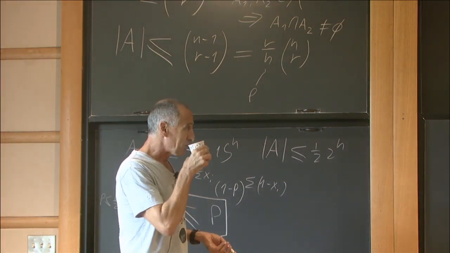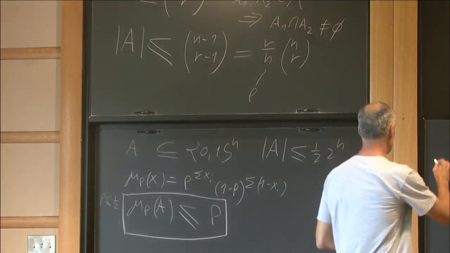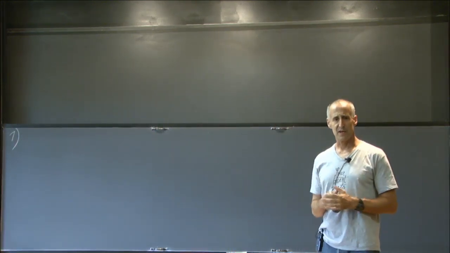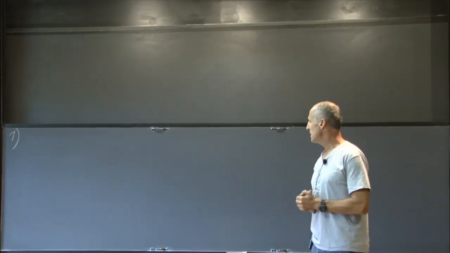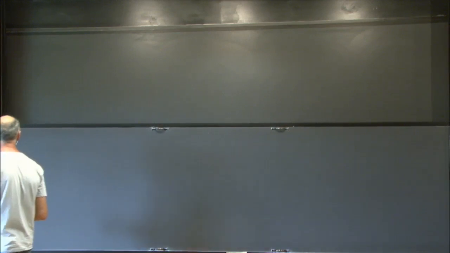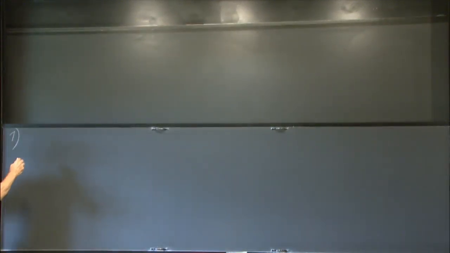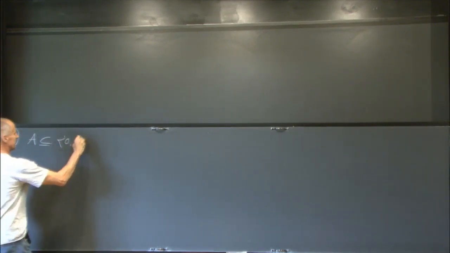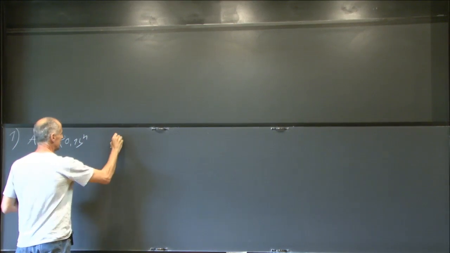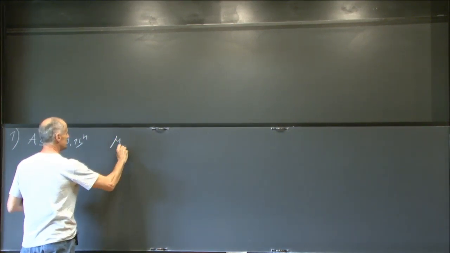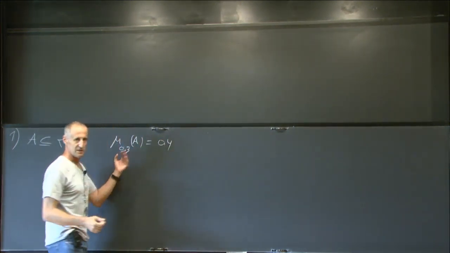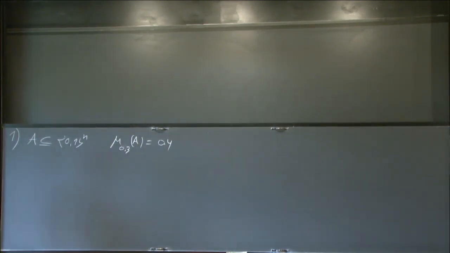OK, so the first proof is going to infinity and back. So it appears in writing the first time in a paper of Irit Dinur and Muli Safra. But I think I heard this from Noga beforehand. But anyhow, so A is sitting inside {0,1}^n, and let's say mu_0.3 of A is 0.4. I'm going to reach a contradiction.